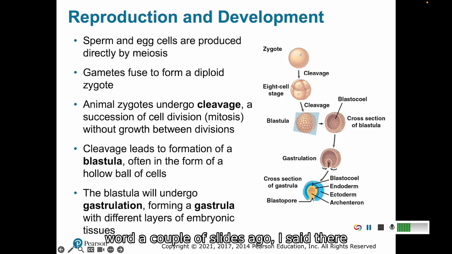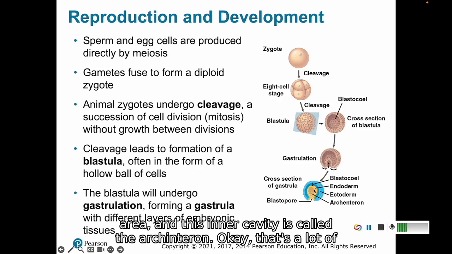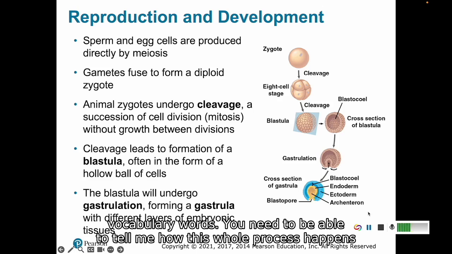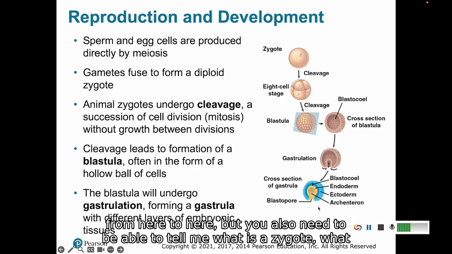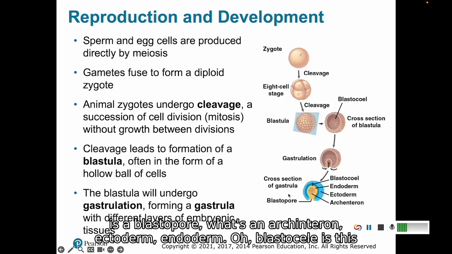You might remember that word a couple of slides ago. I said there was a new word. That blastopore is this opening here into this inner area, and this inner cavity is called the archenteron. Okay, that's a lot of vocabulary words. You need to be able to tell me how this whole process happens from here to here, but you also need to be able to tell me what is a zygote, what is cleavage, what is a blastula, what is a blastocoel, what is gastrulation, what is a blastopore, what's an archenteron, ectoderm, endoderm.